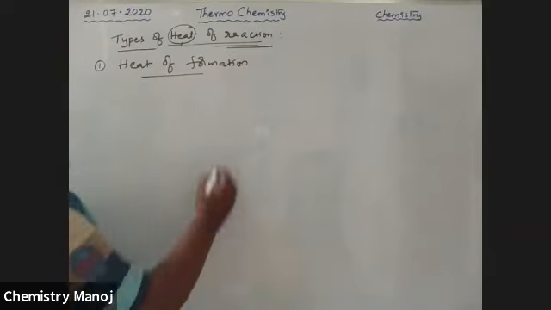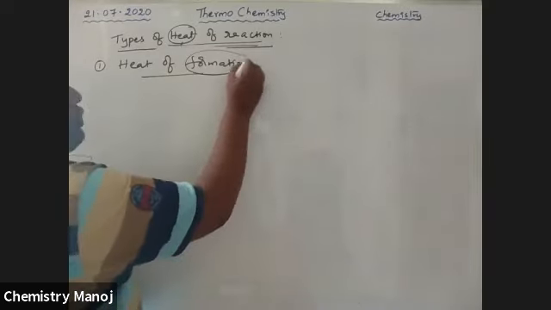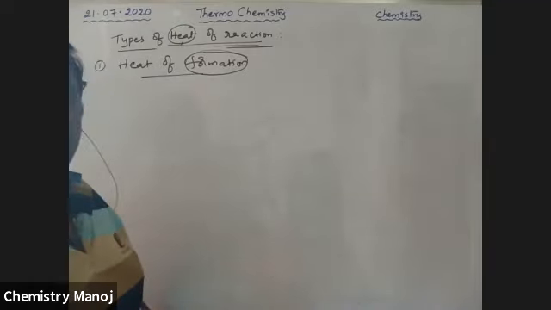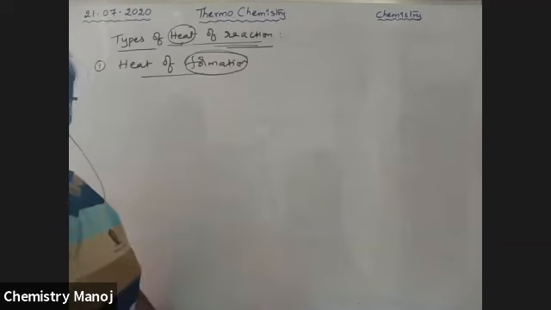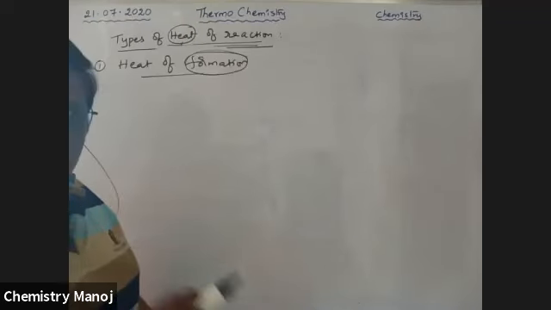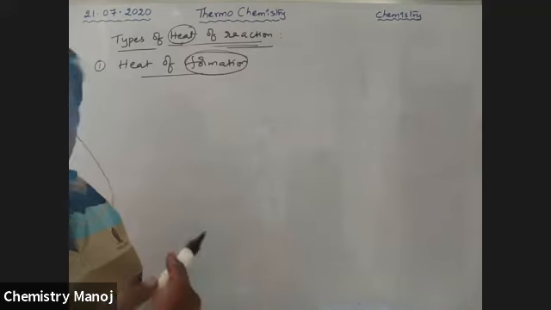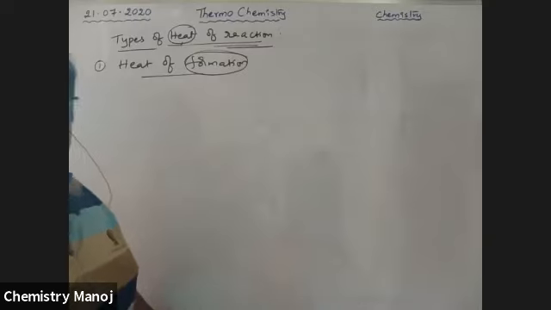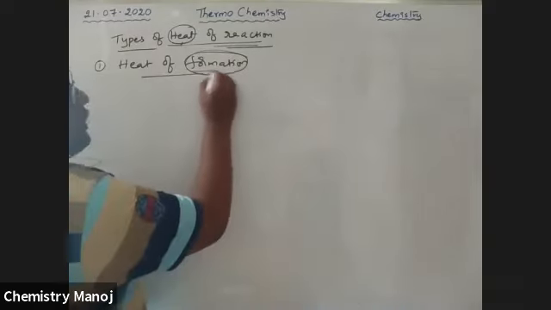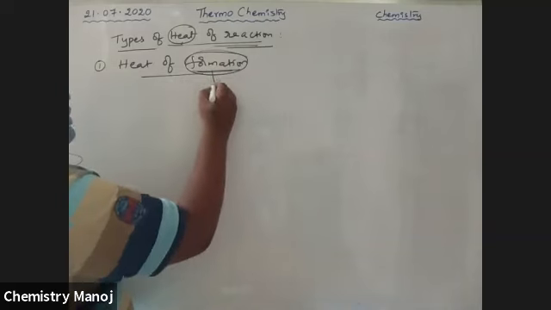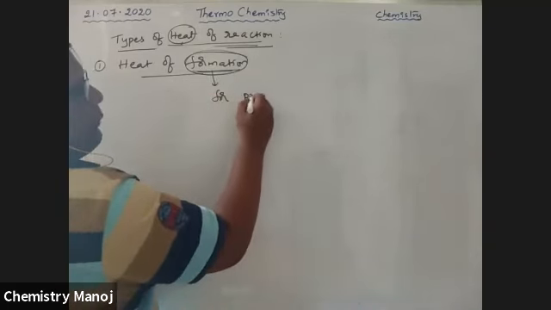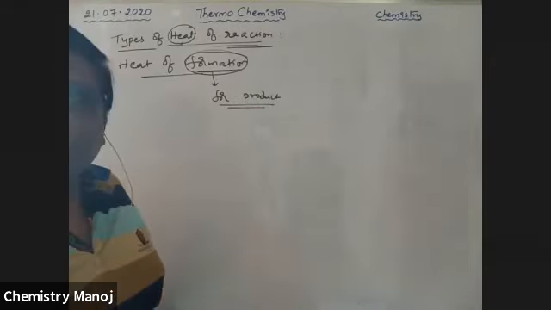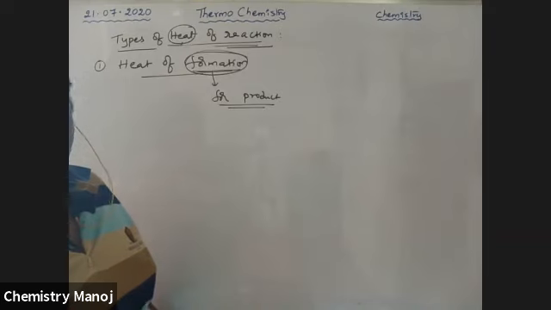Here is the word formation. During a chemical reaction, is a reactant formed or a product formed? Yes, a product is formed. In any chemical reaction, the product is formed and the reactants are reacted. That means heat of formation is for the product. This concept is based on product formation.